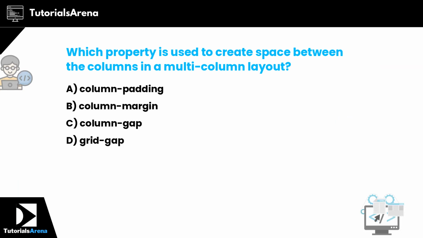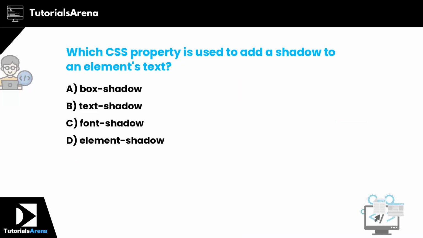Which property is used to create space between the columns in a multi-column layout? The correct answer is option C, column-gap. Which CSS property is used to add a shadow to an element's text? The correct answer is option B, text-shadow.